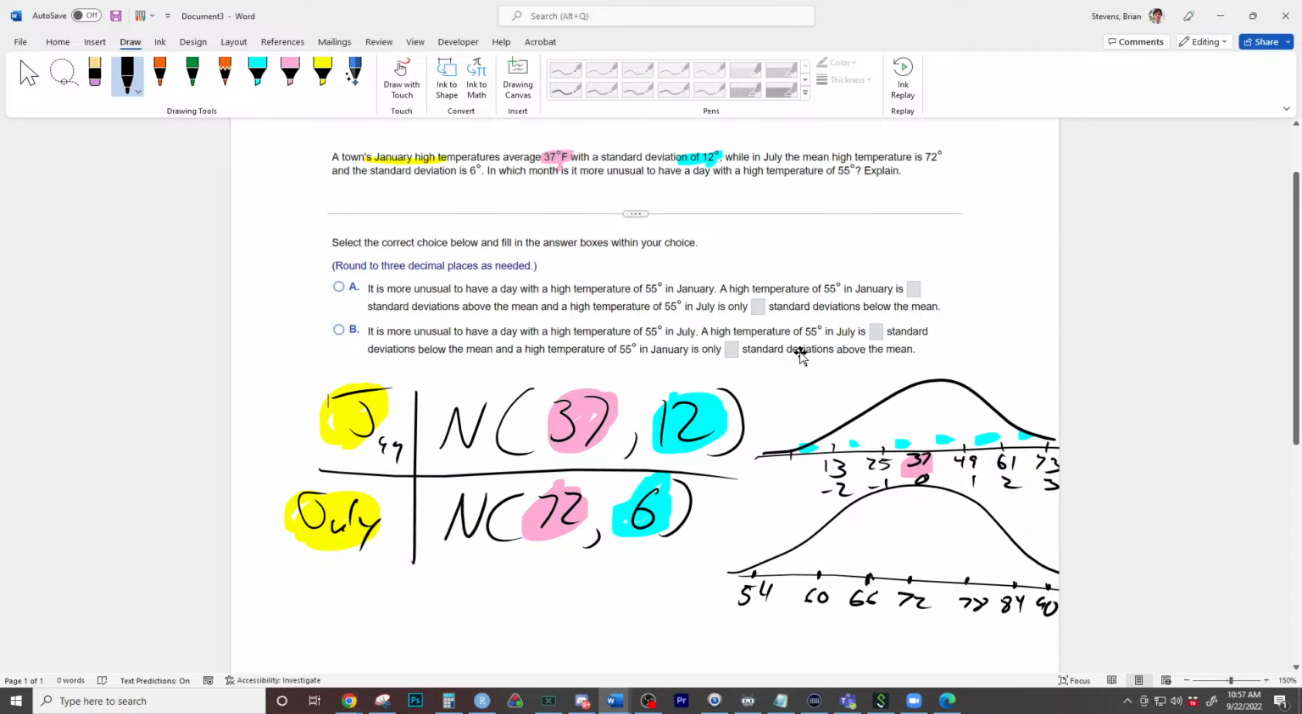So now it says, which of these is more unusual? 55 in January or 55 in July? So let's go to 55 right here, and it should be clear to see that 55 is down here. And I can actually tell you the z-score of that by seeing it. It's negative 2.833. We'll find that in a second. And then z-score up here for 50 is going to be right here. And that is going to be a 12th.